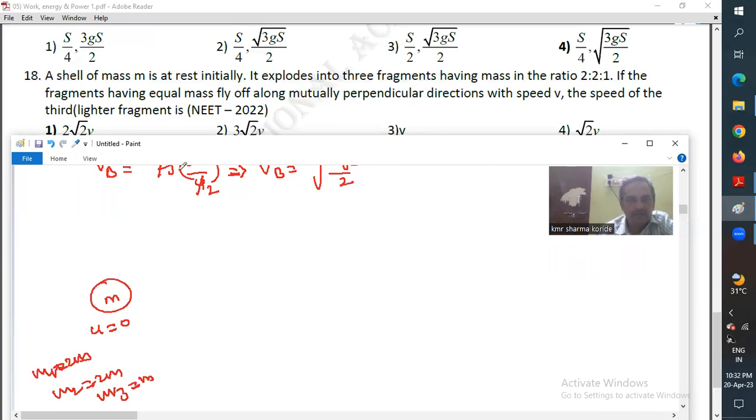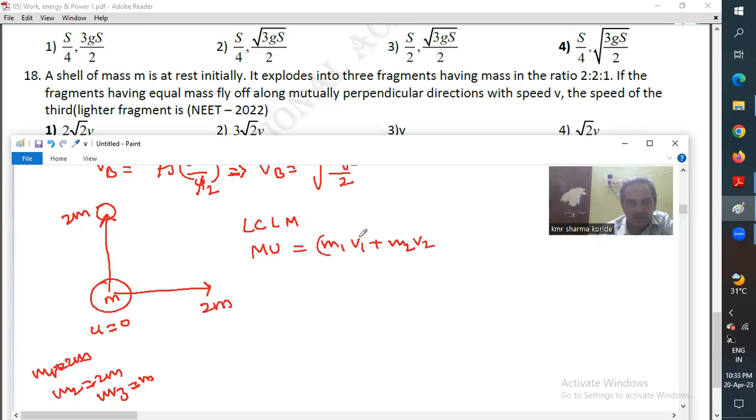If the fragments having equal mass fly off, so therefore 2m will go like this. Another 2m will come like this because these two are at right angles. So we need to find out the velocity of the third fragment. So making use of the law of conservation of linear momentum, initially it is 0. It's a big body, its initial velocity is 0. Then after that, they split into 3 fragments, m1 v1, m2 v2. But since these two pieces are moving perpendicular, making use of the parallelogram straight away.